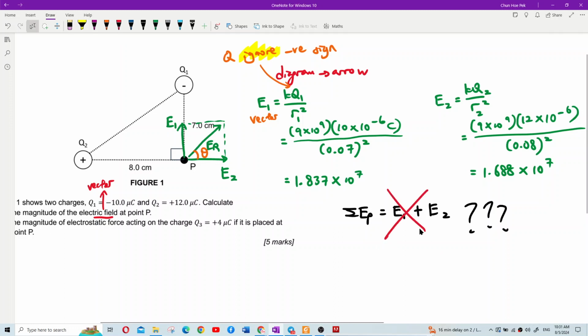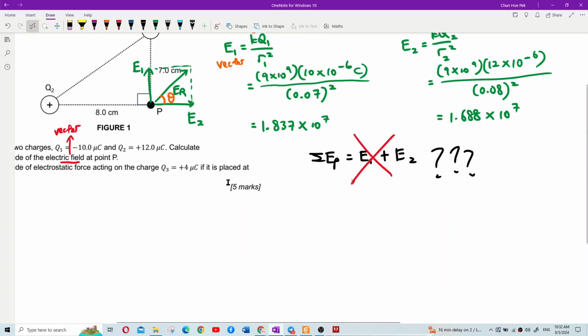Wrong. This has an X component and a Y component. So when you total them up, you need to use the Pythagoras theorem. A lot of you did E1 plus E2 straight away.